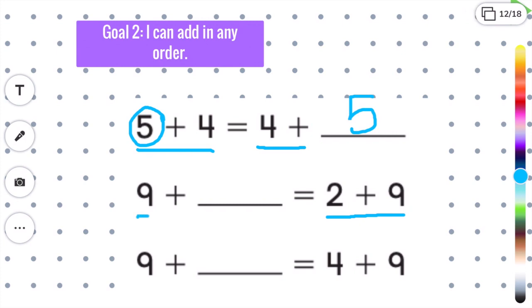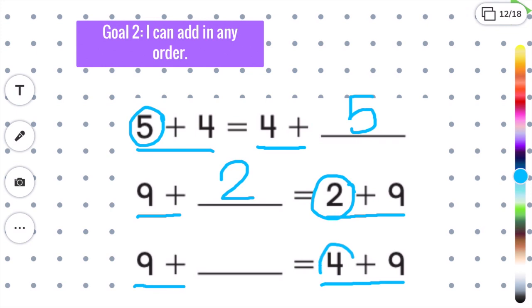So it says 2 plus 9 is the same as 9 plus blank. So which number is missing? 2. And in the last one, 4 plus 9 is the same as 9 plus blank. So which number is missing from the other side of the equation? Yep, 4.